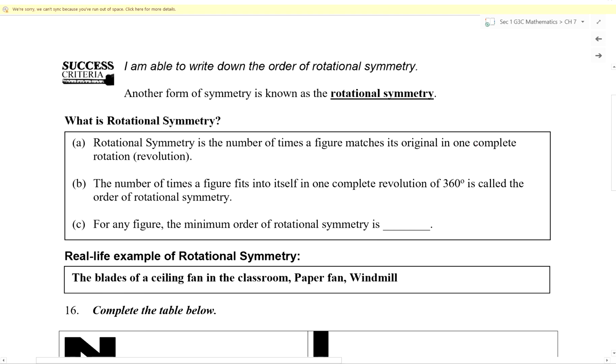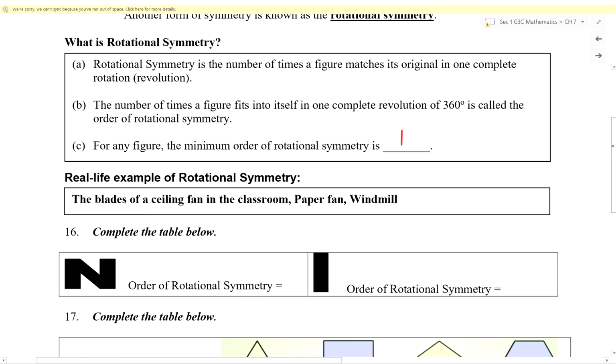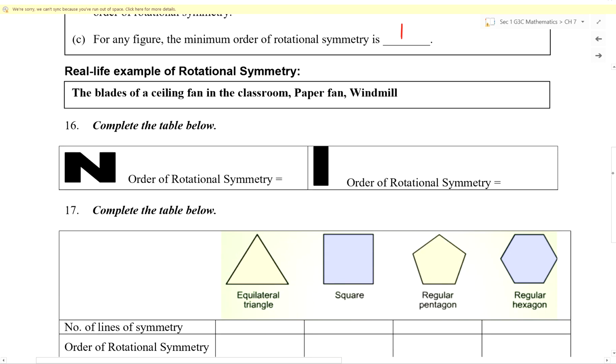Now, part C. For any figure, the minimum order of rotational symmetry will be 1. No matter what, there is at least 1. Okay, we don't have the luxury of a whiteboard and blue tack during our exams. So for this, letter N over here, what is the order of rotational symmetry? How will you do it? How do you know it is 2? You have to do some rotation, right? Take your paper, hold it, turn.